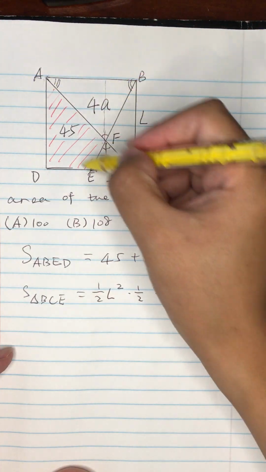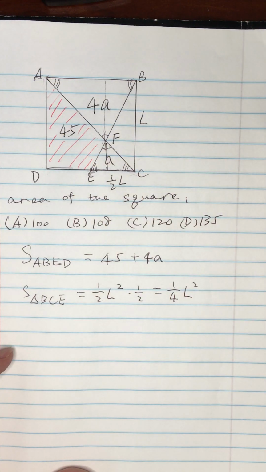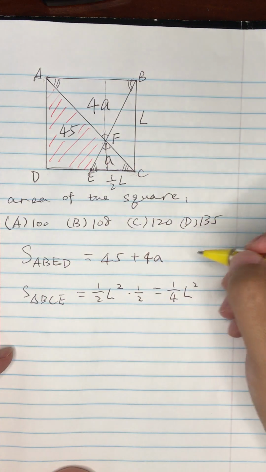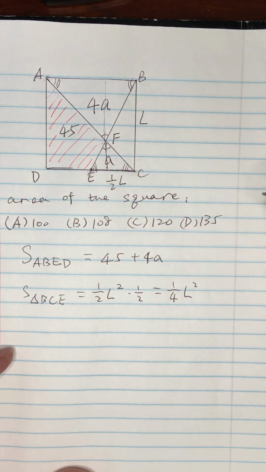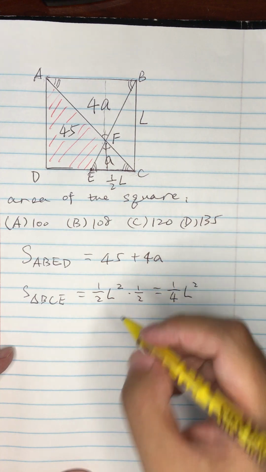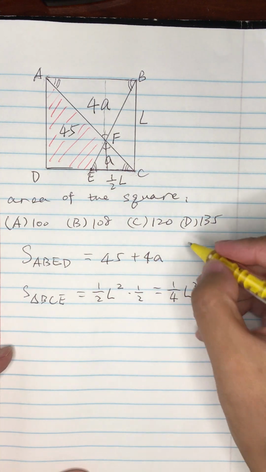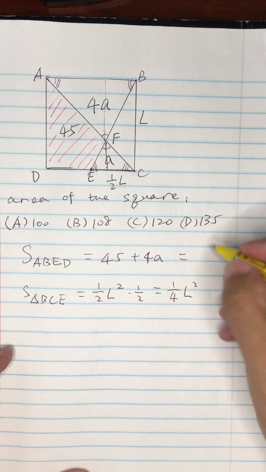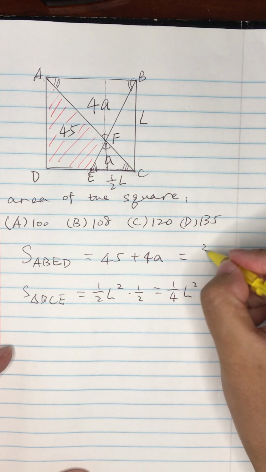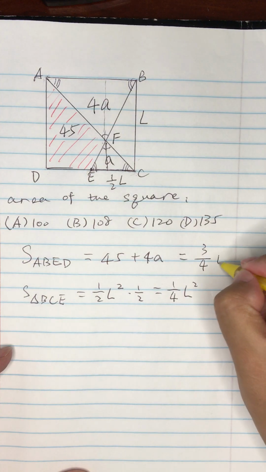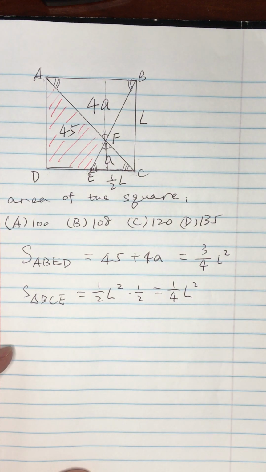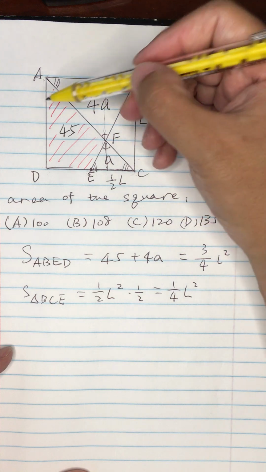So if BCE is a quarter of the area, then this polygon ABED is going to be 3/4 of the area of the entire square. That's 3/4 L squared, right.